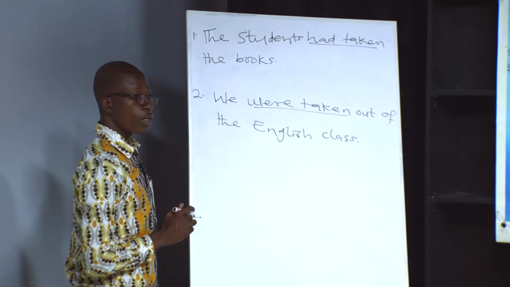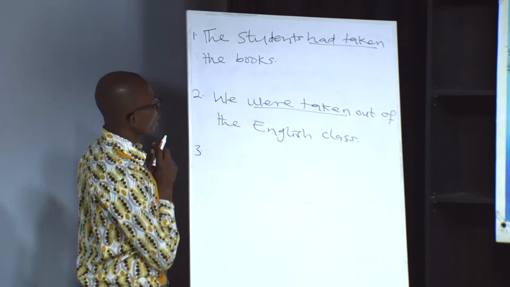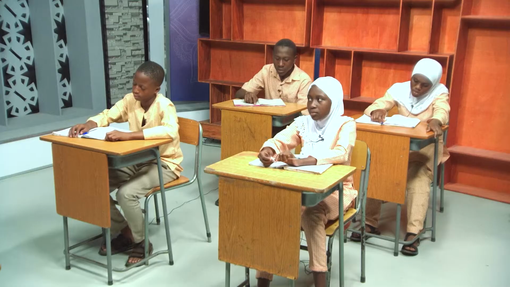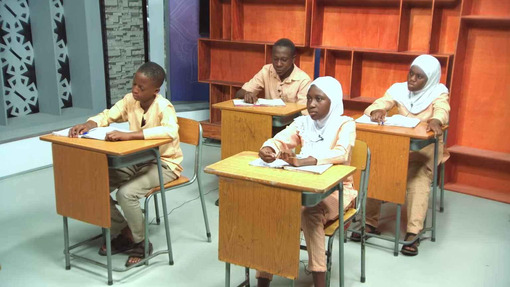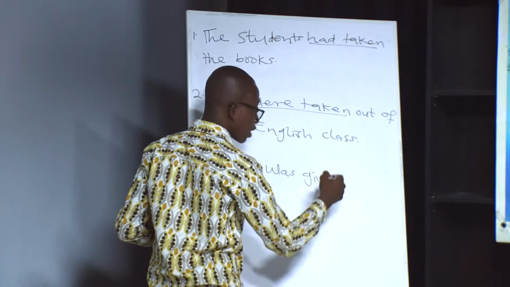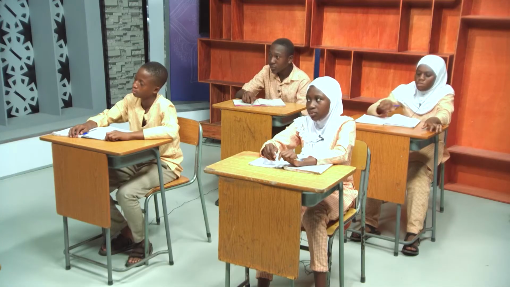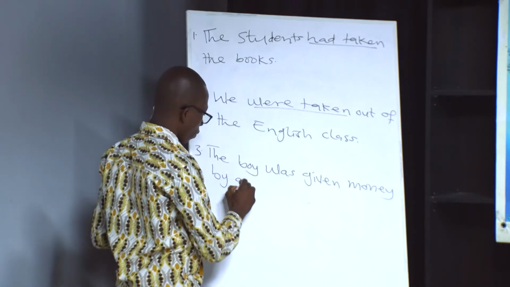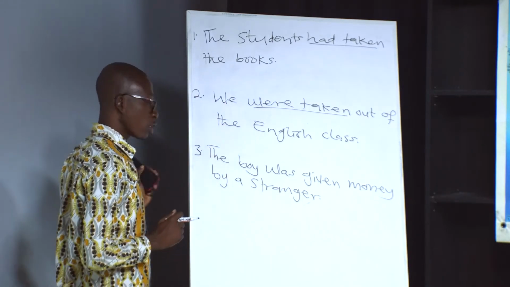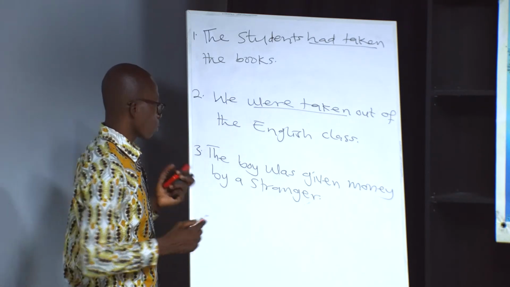Good. Yes. Orchard, read your sentence that doesn't have were and had. The boy was given the money by a stranger. Mm-hmm. Was given the money. Is that it? Indicate your tense for us. Was given.